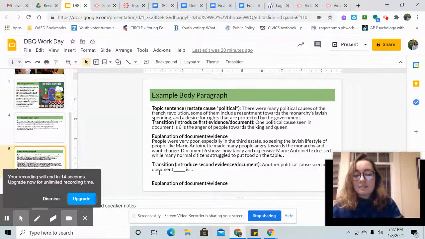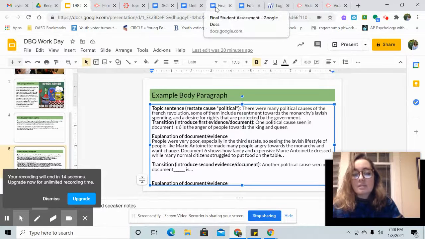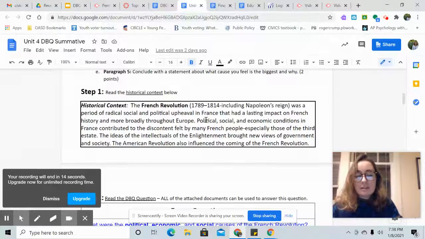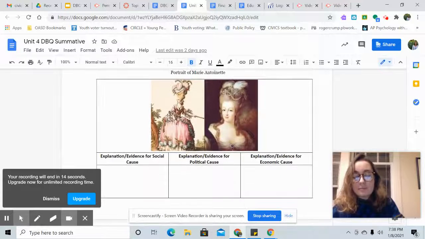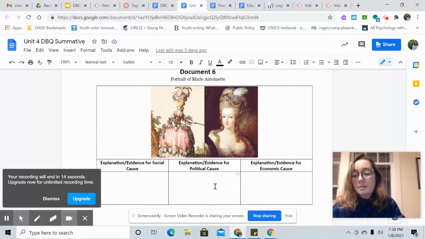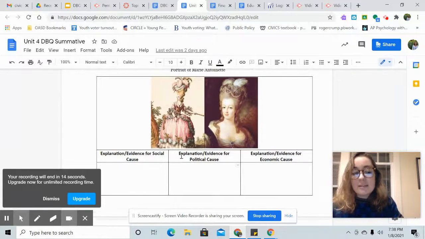And then we got same thing if you have another piece of evidence: transition, introduce it, and then explain what it means. Okay. So let's take a look just to show you how I used this piece of evidence. All right, so I used document 6, which is our portrait of Marie Antoinette. Maybe in my notes here, I said for political cause, people are angry at her. She's an example of the monarchy. She was very hated because they saw them as being very self-centered, indulging in luxuries, building palaces at Versailles when there's a famine and debt in the country.